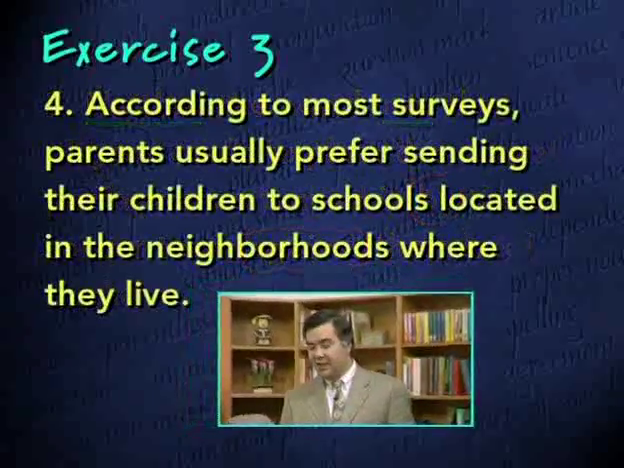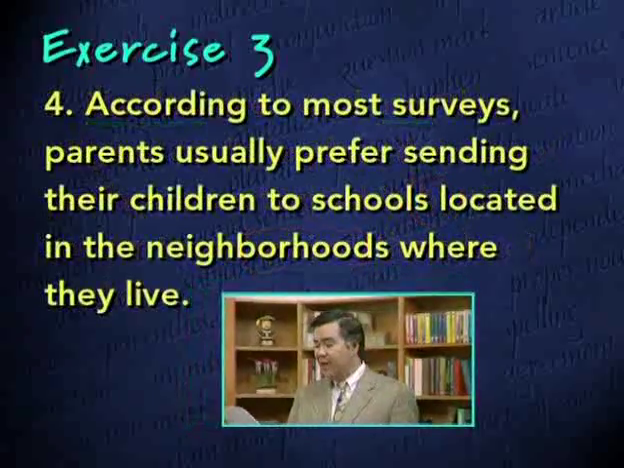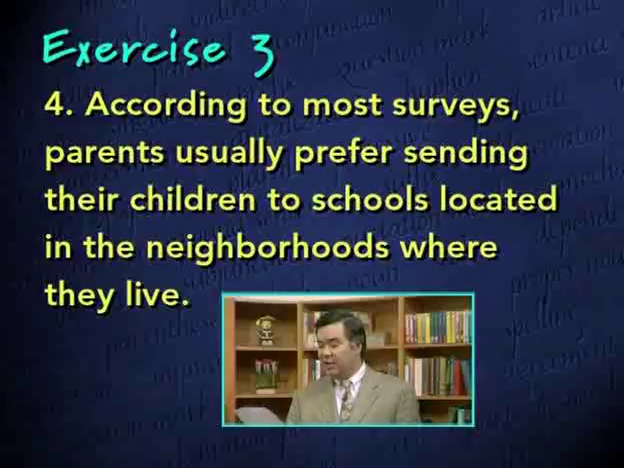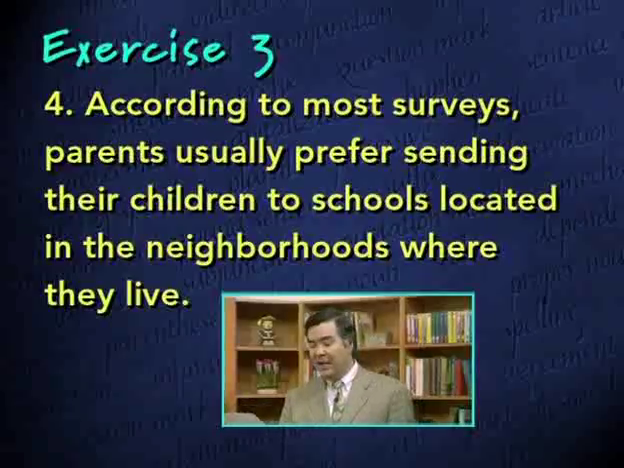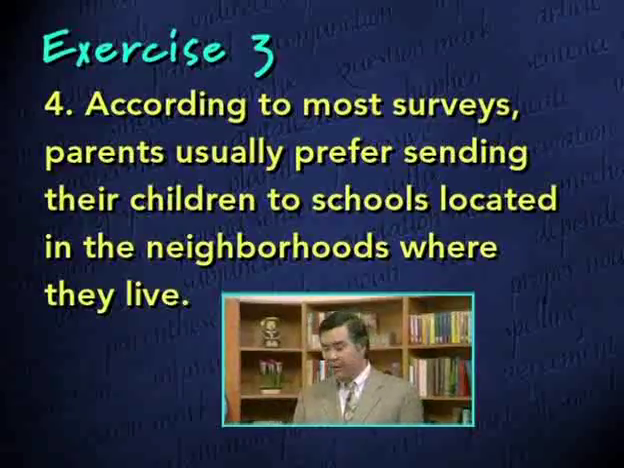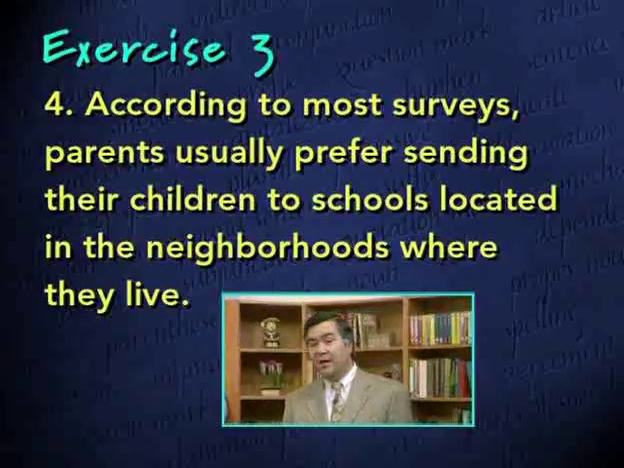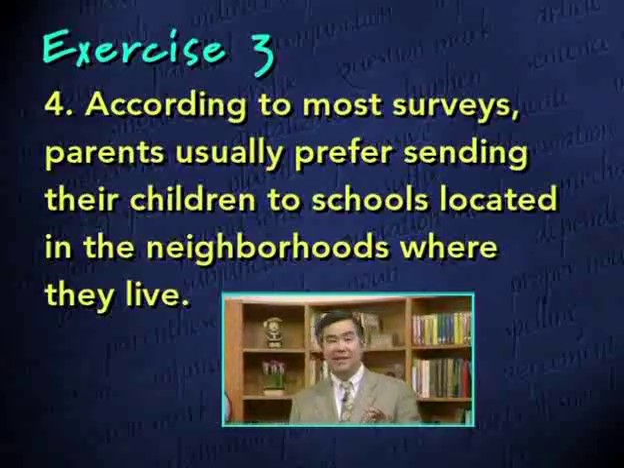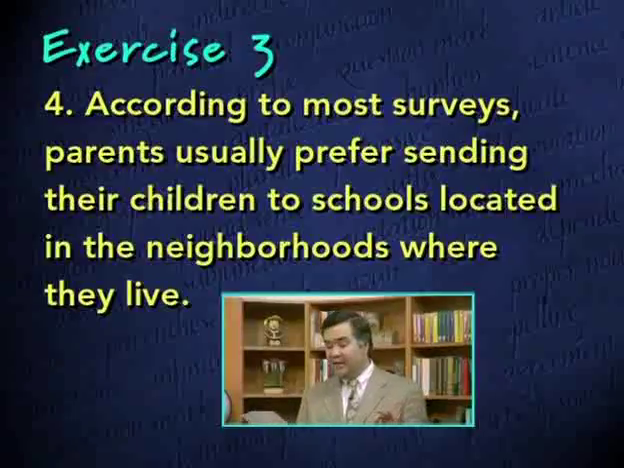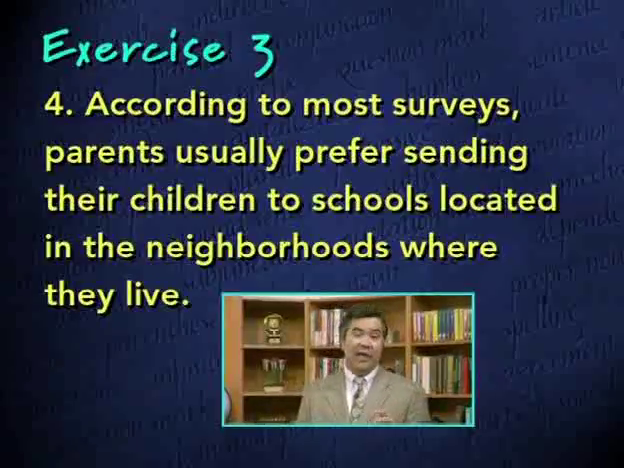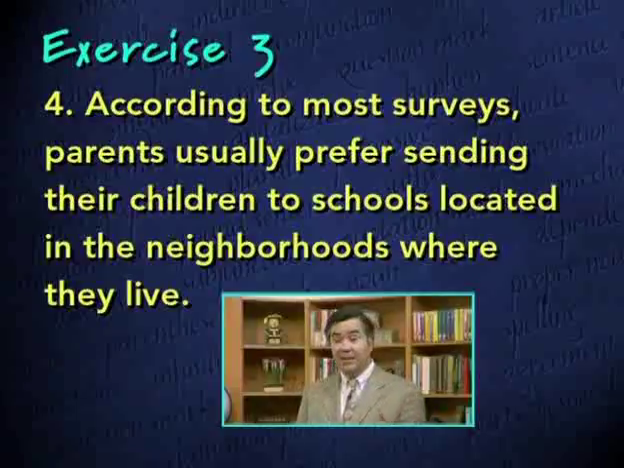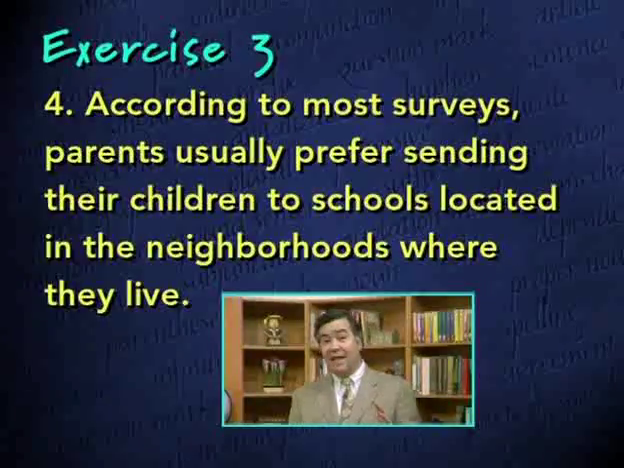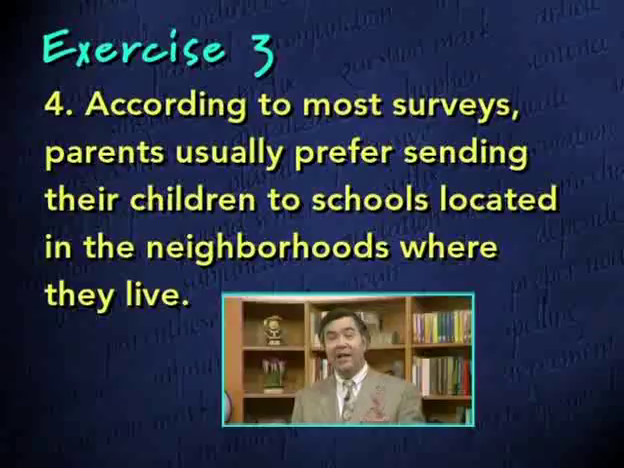Our next sentence. "According to most surveys, parents usually prefer sending their children to schools located in the neighborhoods where they live." Well, there are two clauses here, and the second clause is introduced by a subordinating conjunction. Remember that a clause is any group of words that includes a subject and a verb. And this sentence ends with the clause, "where they live."